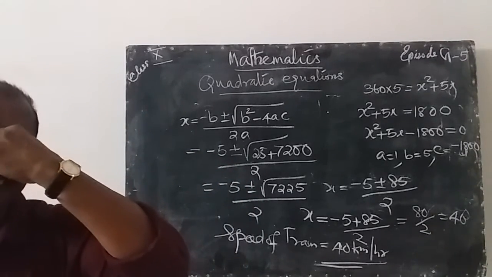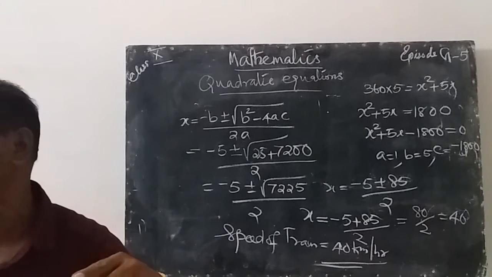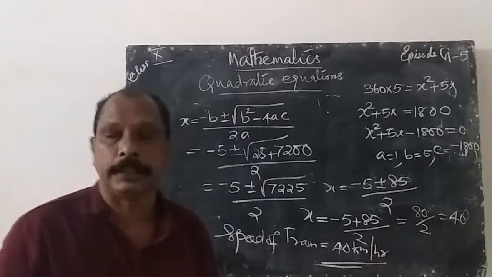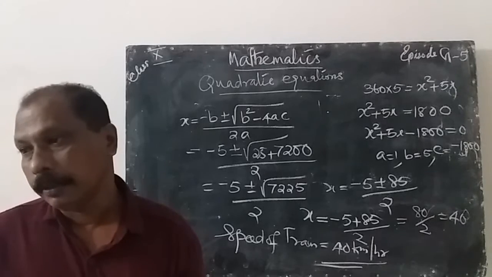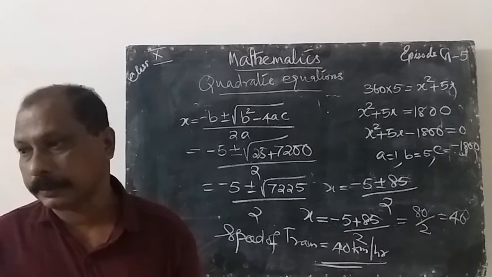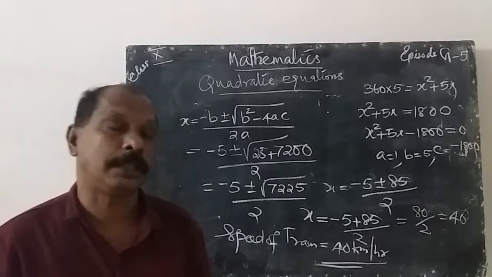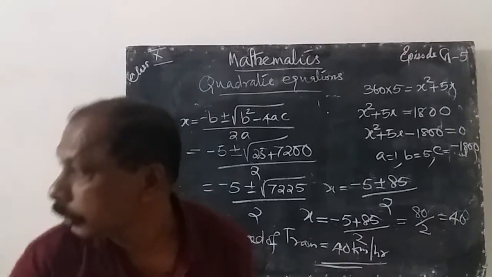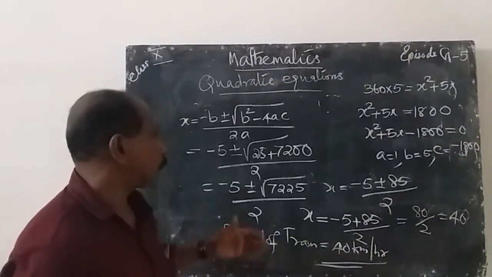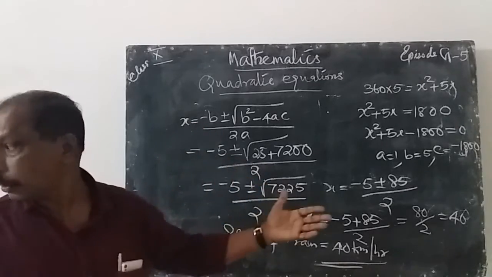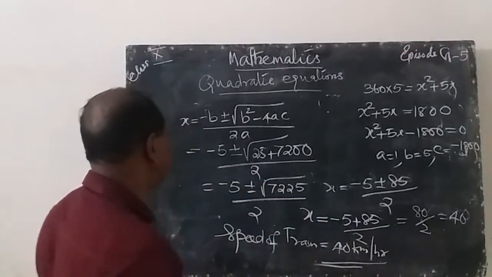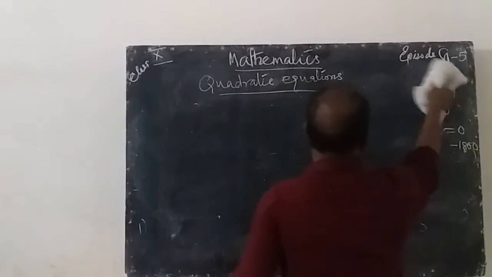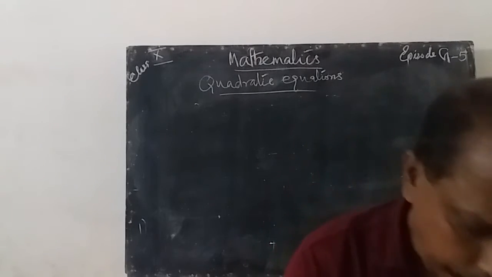We know that x is the speed of the train. Speed is equal to distance by time, therefore time is distance by speed. Time taken for the first journey is equal to 360 by x. If speed increases, time taken for the second journey is equal to 360 by x plus 5. The difference between these two is 1. We get the solution. That is the first question.